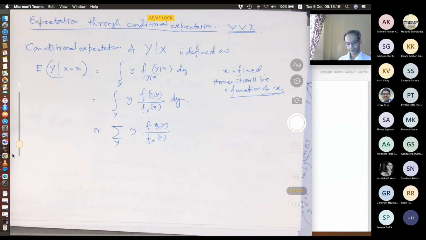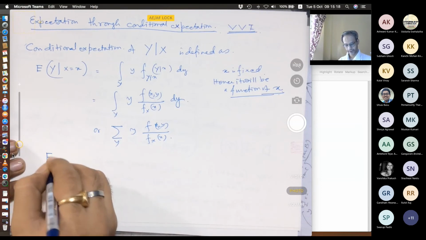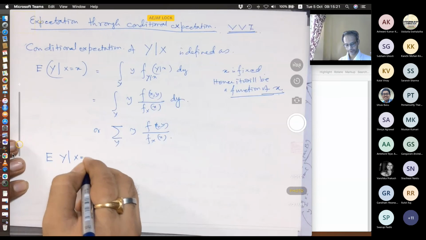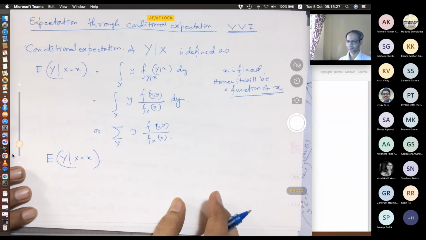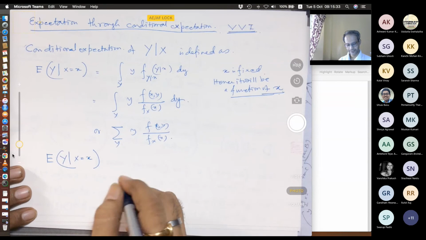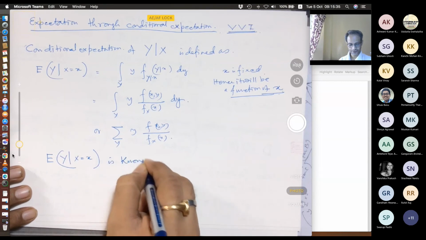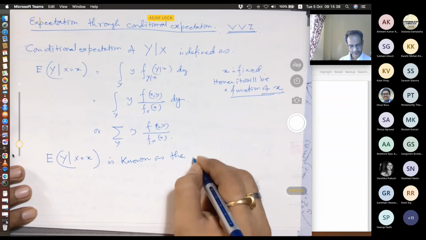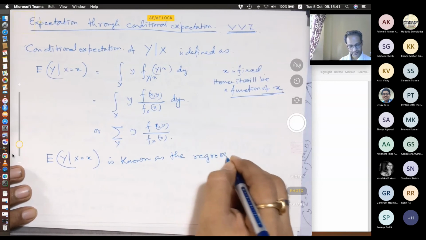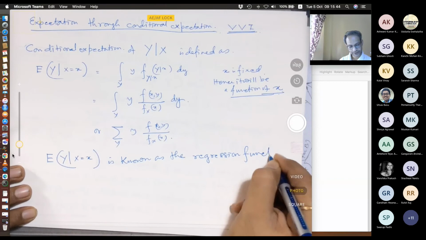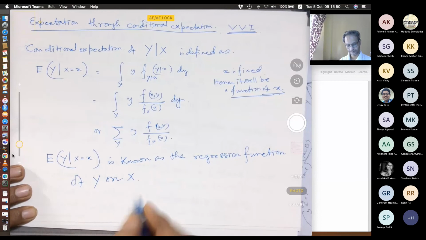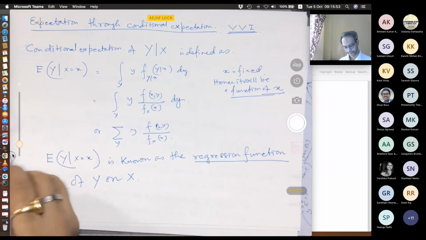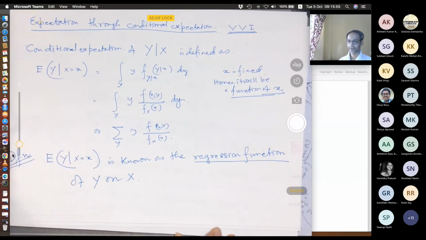Interesting fact, let me just tell you that this thing, the expectation of y given x equals small x, has a special name. Do you know? You have heard it, but probably you don't recognize it. This is known as the regression function of y on x. This is the definition of regression.